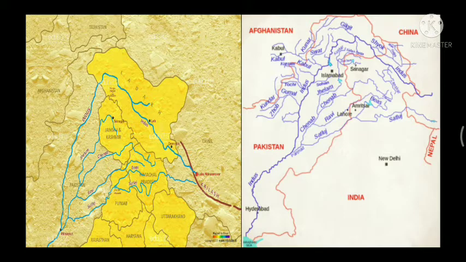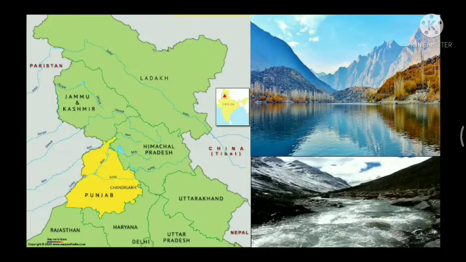Now, the Indus Plain has a very gentle slope. With a total length of 2,900 km, the Indus is one of the longest rivers of the world. A little over a third of the Indus basin is located in India in the states of Jammu and Kashmir, Himachal Pradesh, and Punjab, and the rest is in Pakistan.